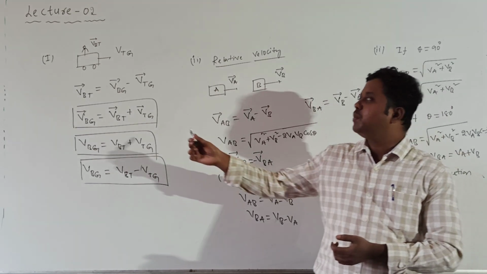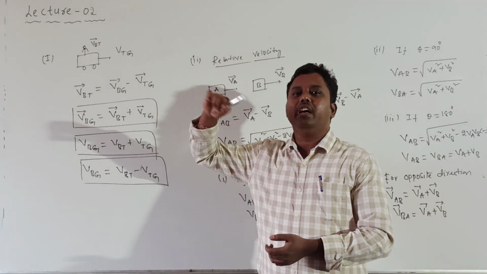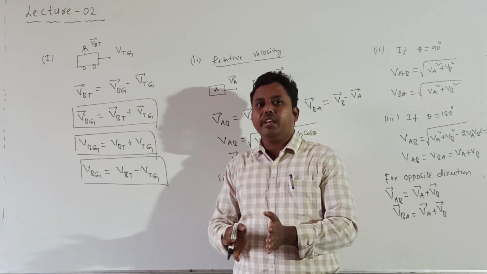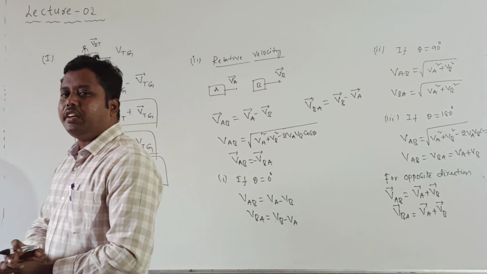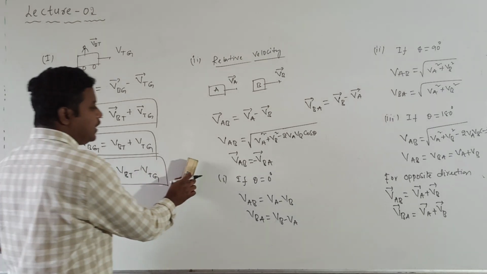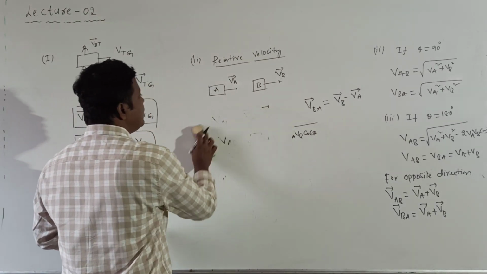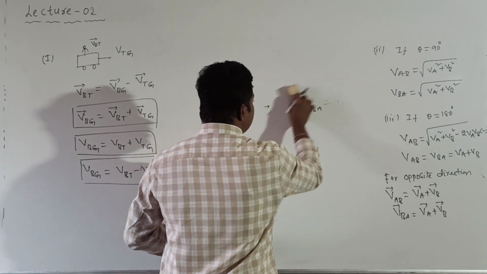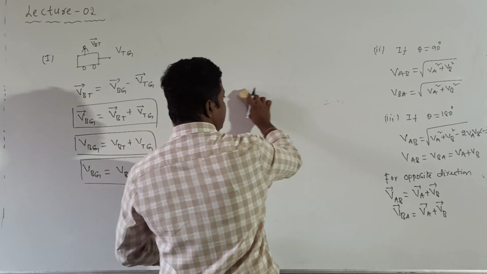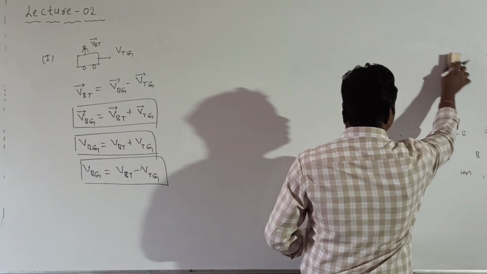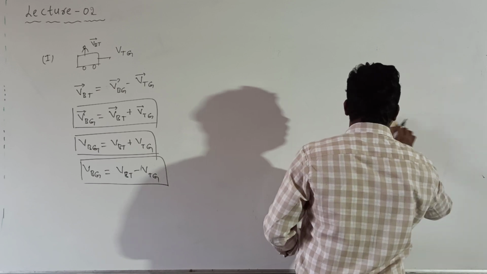So the velocity of the boy increases if he is going along the direction of the train, and the velocity decreases if he is going opposite to the direction of the train. Understood? In this way we can calculate the relative velocity. After completion of this, let us see one more application based on relative velocity. That is a very important concept, the motion of a boat in a river.